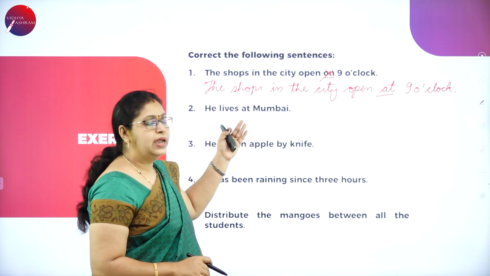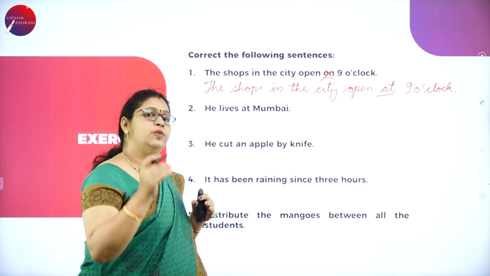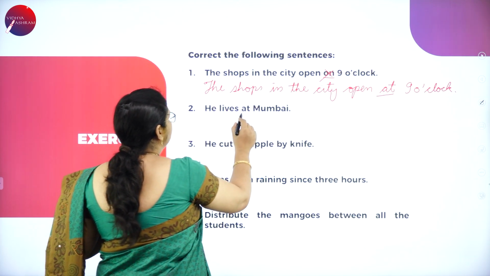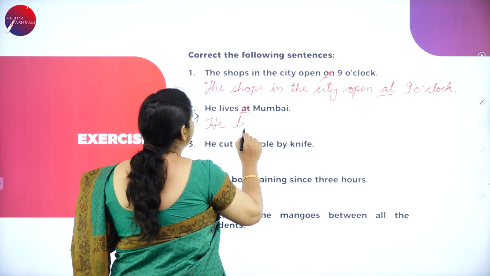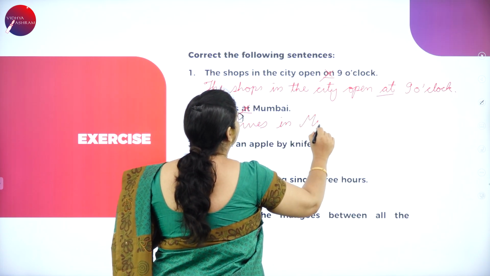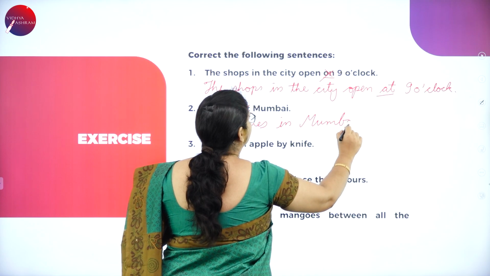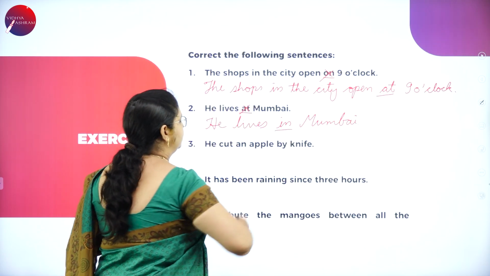He lives at Mumbai. Mumbai is a place. So, when we are telling place, it should be in. So, this is the wrong preposition used here. He lives in Mumbai. In is the correct usage.